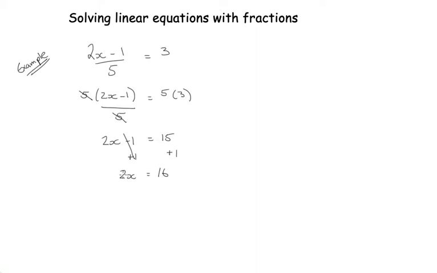Now, I want to get rid of this 2. So this 2 is being multiplied by the x. So if I want to get rid of this 2, I have to do the opposite of multiplication. I have to divide by 2, but I have to divide both sides by 2. They cancel each other out, and I'm left with x is equal to 16 divided by 2, which is 8. So I have solved for x.